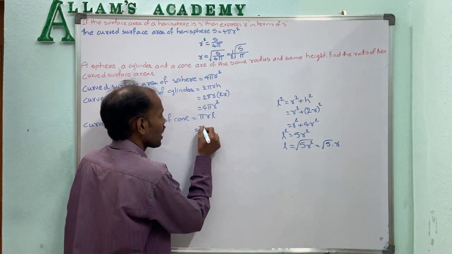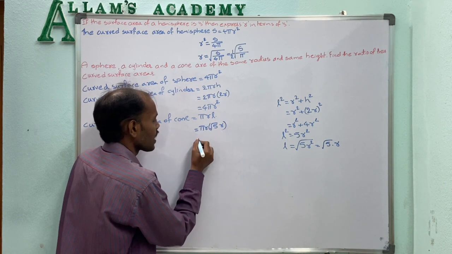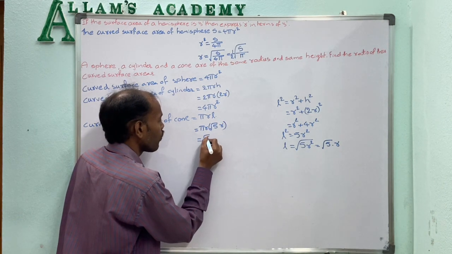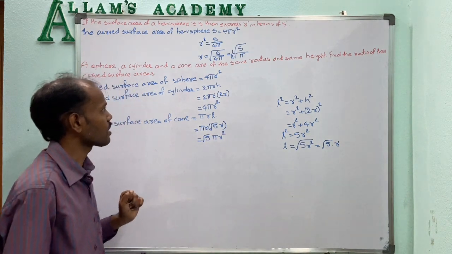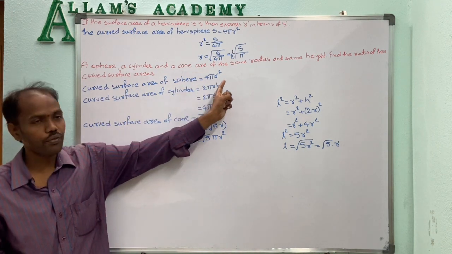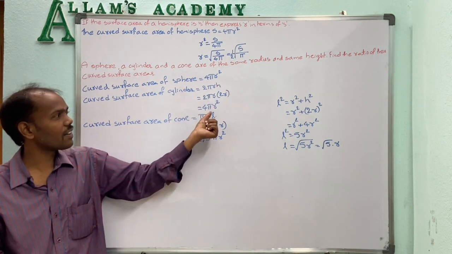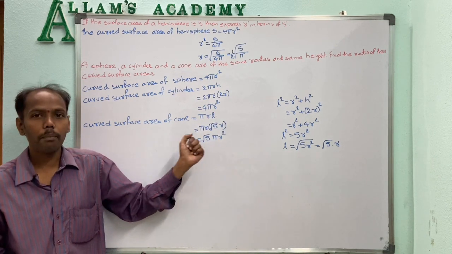So πr × √5 r, that is nothing but √5 πr × r, which is r². So now the curved surface area of the sphere is 4πr², the cylinder's is 4πr², and the cone's is √5 πr².